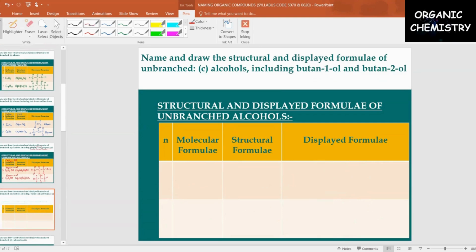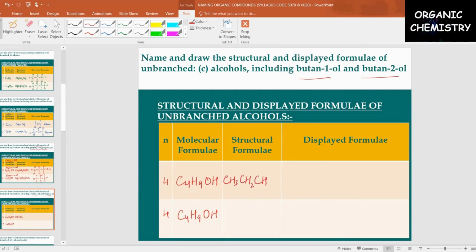Now this time they are asking for the structural and displayed formula of butan-1-ol and butan-2-ol. The N will be 4 here, so the molecular formula will be C4H9OH. Structural formula for butan-1-ol: OH is attached at carbon number 1, so the structural formula will be like this: CH3, CH2, CH2, CH2OH.